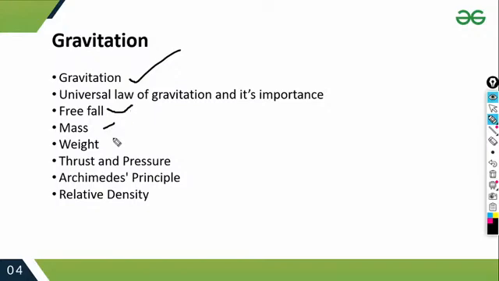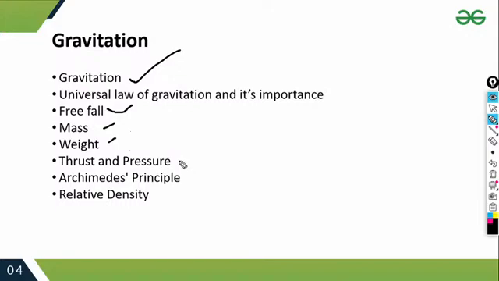Then we'll be seeing mass and weight. There is a small difference between mass and weight, and we are going to see that also. We will see the weight on earth and the weight on the moon. Because gravity is different on earth and moon, we will see the weight of a person on earth as well as on the moon, and what the difference will be according to gravity.